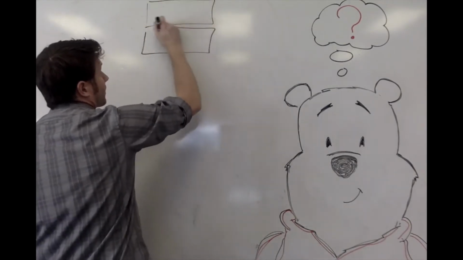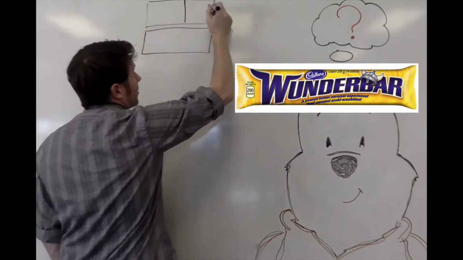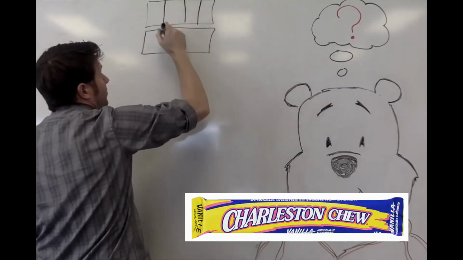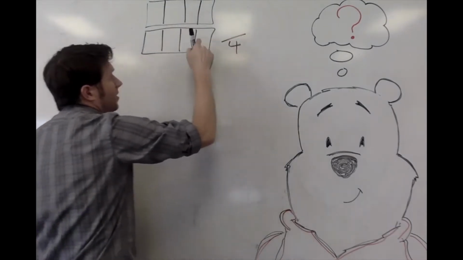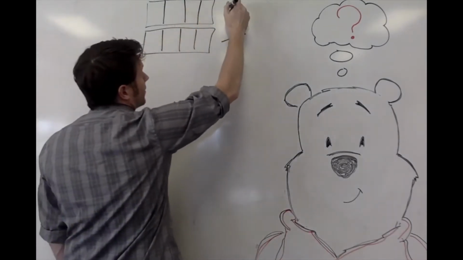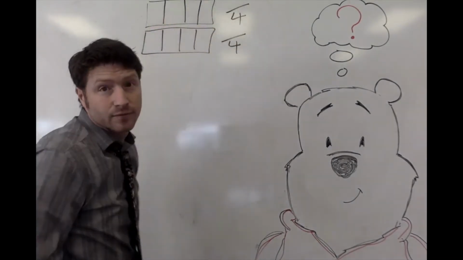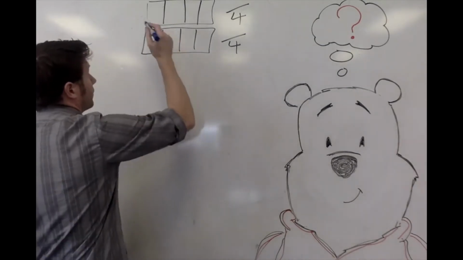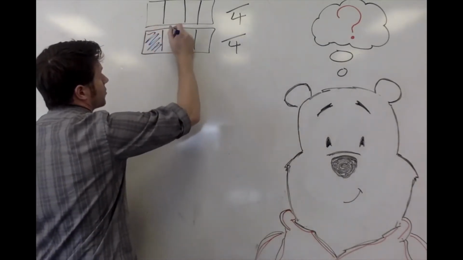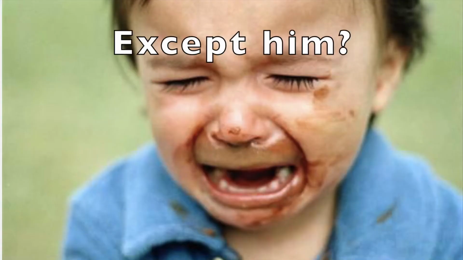We are going to take two chocolate bars, and we're going to cut them up into the same amount of pieces because they're going to have the same denominator. This guy's cut into 4 pieces, and this guy on top is cut into 4 pieces. There we go. Now, I like chocolate bars, you like chocolate bars. Most people like chocolate bars.